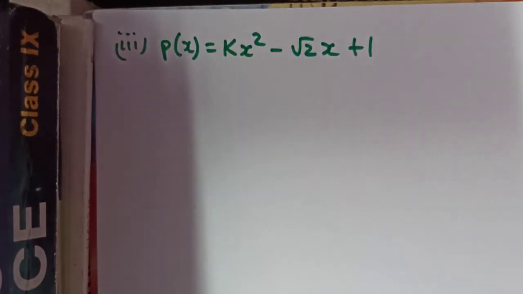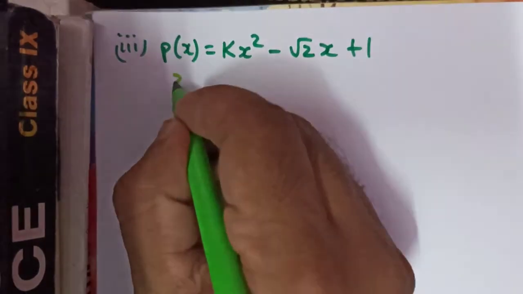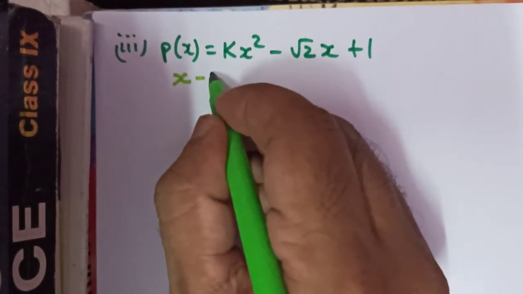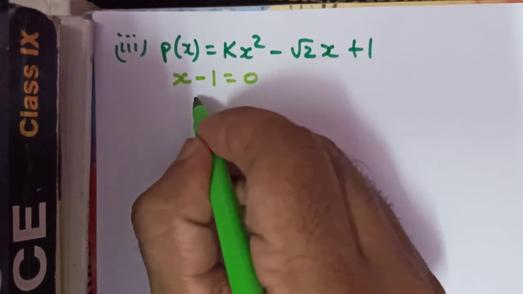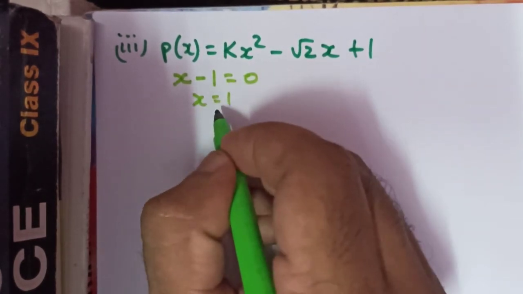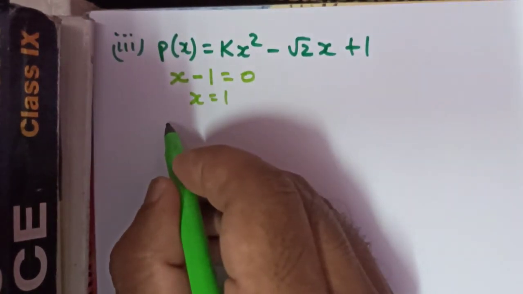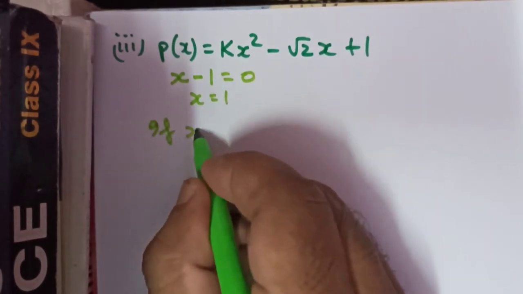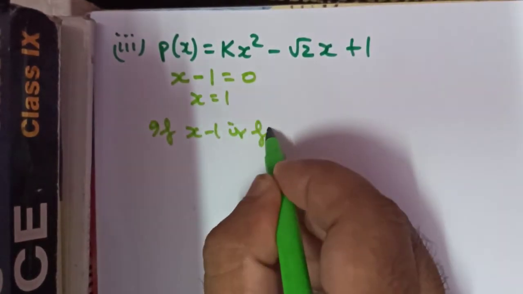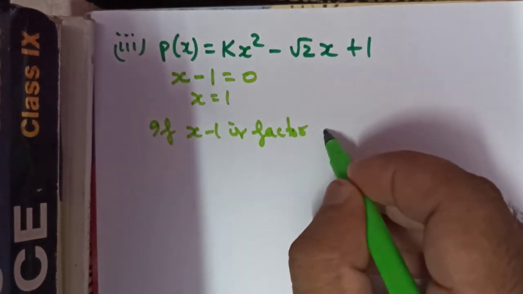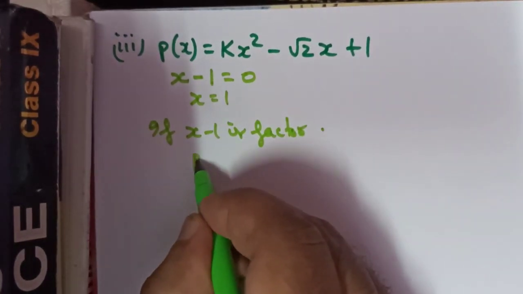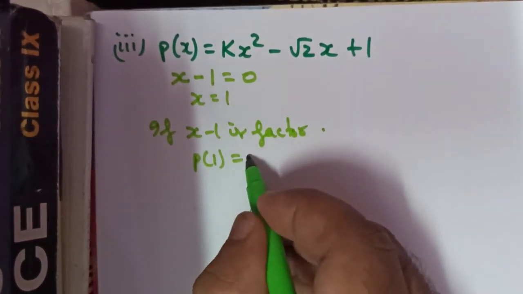So here p(x) is given as kx² − √2x + 1. Again, the same process: x − 1 is the divisor, so x − 1 = 0, x = 1. We write the statement: if x − 1 is a factor, then p(1) will be equal to 0.